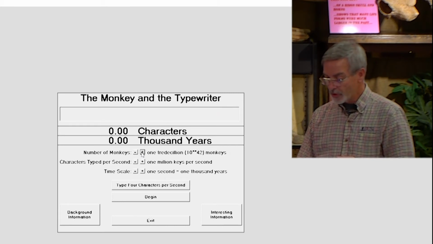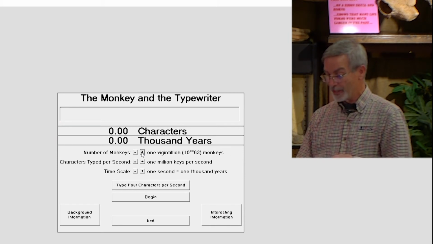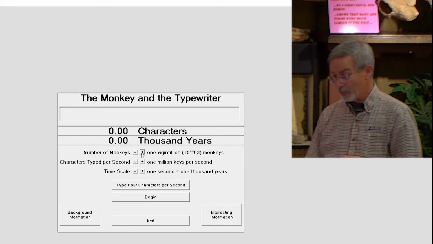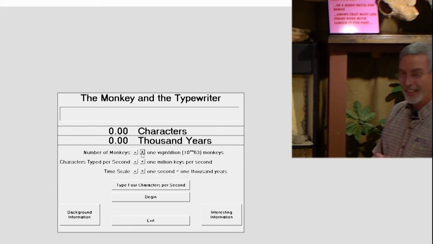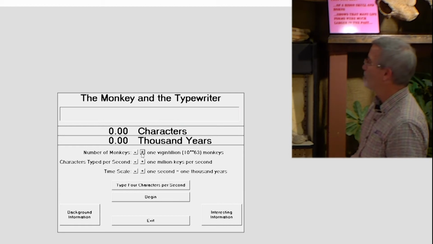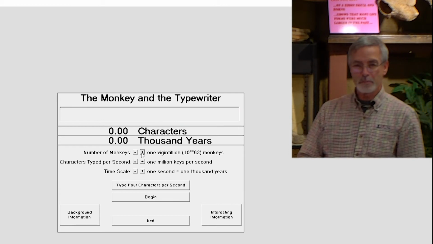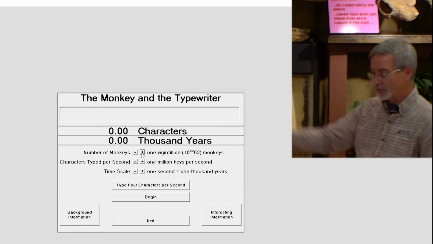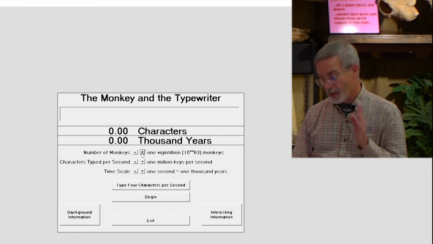Undecillion, duodecillion, tridecillion, quattuordecillion, quindecillion, sexdecillion, septendecillion, octodecillion, novemdecillion, vigintillion. 1 vigintillion. That's unbelievable. That's 10 to the 63rd power. That's a 1 with 63 zeros after it. What do you think we could produce? Well, we'll keep on going.